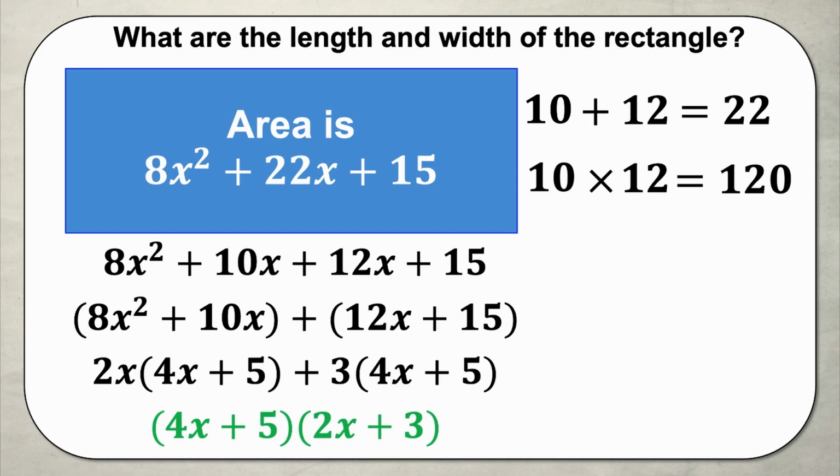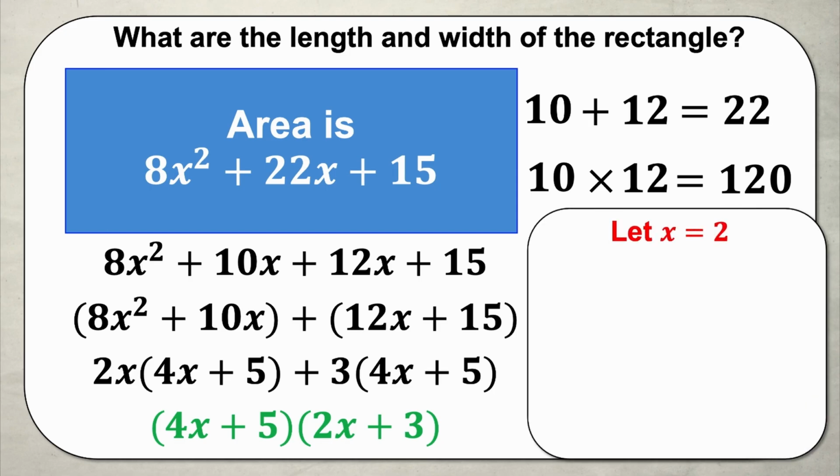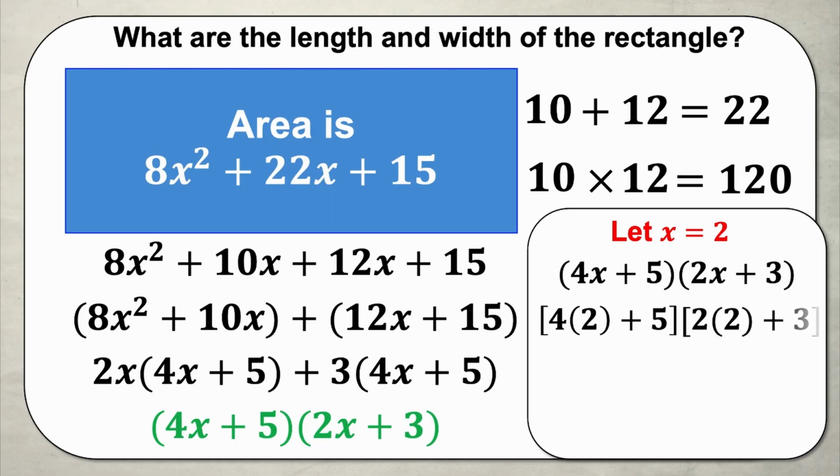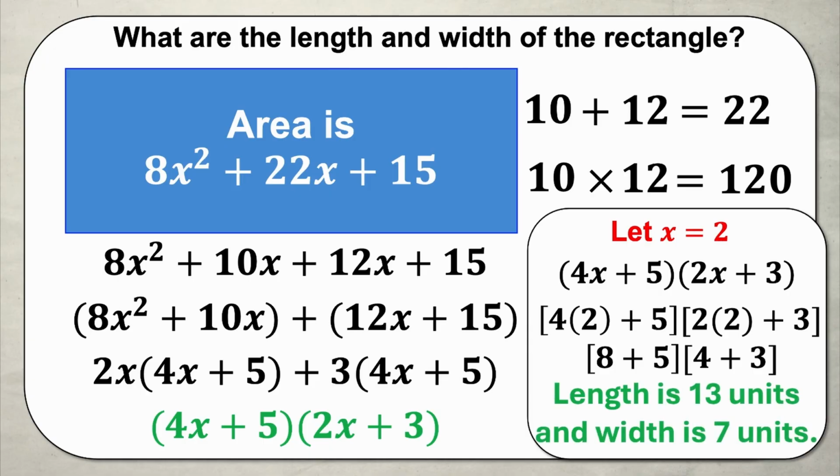But suppose we're told what x is, so let x be 2. Well, now I can actually find the real values. So I take my length and width expressions, and I substitute in the 2 for x. So I have 4 times 2 plus 5, and 2 times 2 plus 3. Simplifying that, I get 8 plus 5 and 4 plus 3, and therefore my length is 13 units and my width is 7 units. Now your length and width will change depending on what x is, but this is how you solve for the length and width of this particular rectangle.